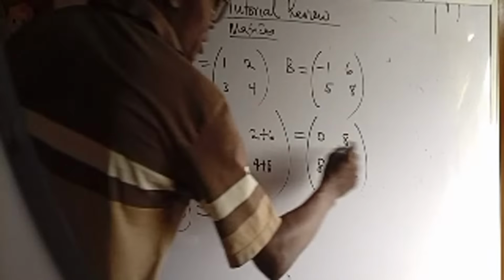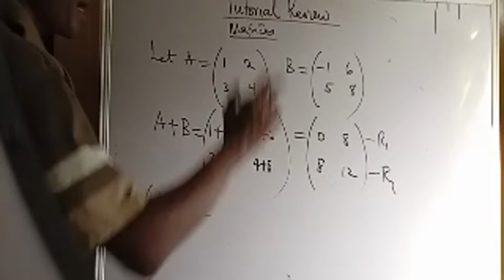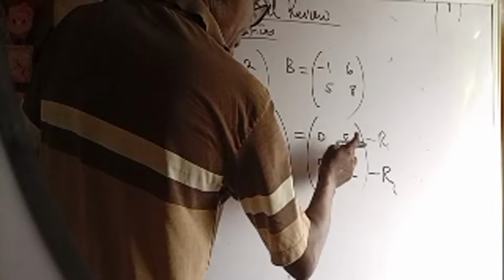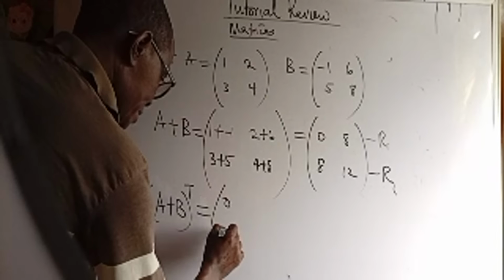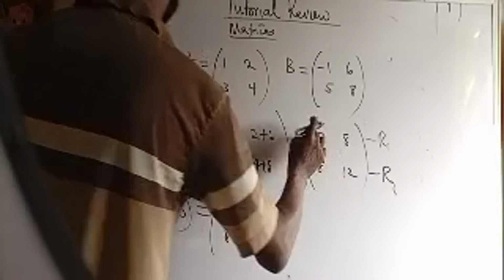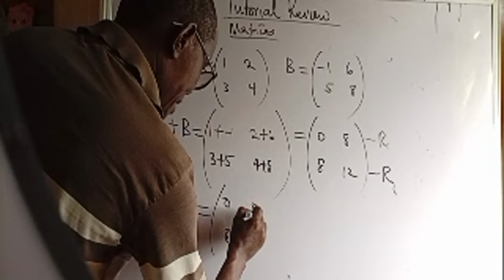If I want to transpose this matrix now, don't forget this is the first row, this is the second row. First row, second row. So I'll now make the elements in the first row go to a column. So instead of having 0, 8 here, I will now bring it down to 0, 8. The whole of this I bring down, 0, 8. The 8, 12 here, I write it as 8, 12.